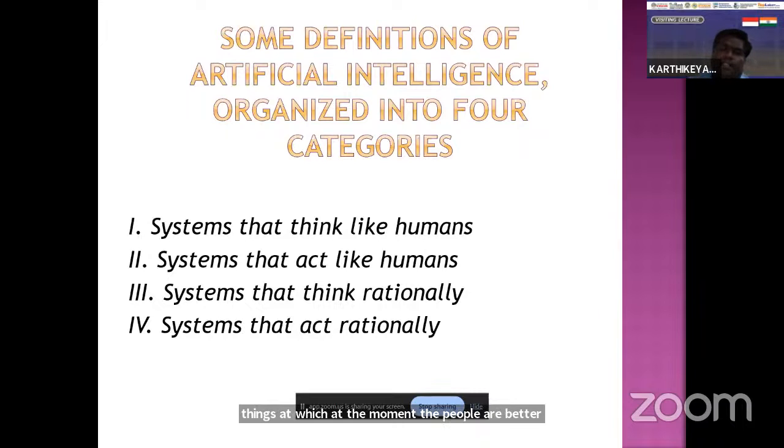And third one, the system that thinks rationally, which means the study of mental faculties through the use of computational models, the study of computation that makes it possible to perceive, reason, and act. And fourth one is the system that acts rationally, which means computational intelligence is the study of the design of intelligent agents. AI is concerned with intelligent behavior in artifacts.